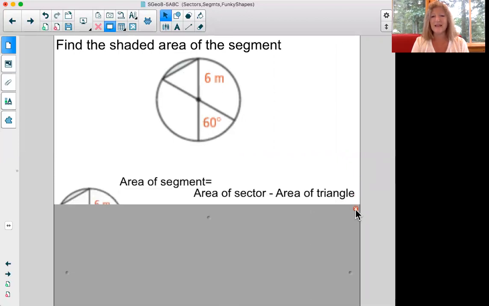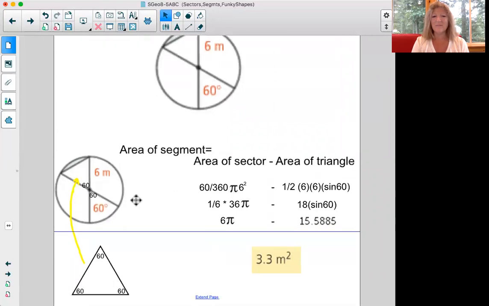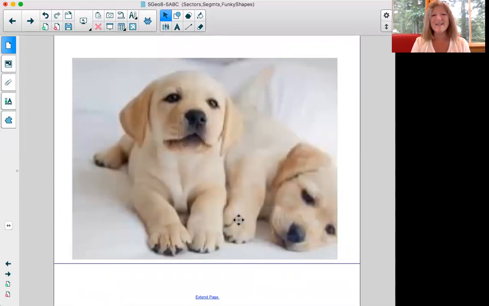And we see that this is 60 degrees. 60 over 360 is our fraction of the circle, pi r squared, minus, and we can use half AB sine C, where A and B are both radii, and they're both 6, so half 6, 6 sine of 60. And then we subtract and simplify, and we get our answer in square units. So that is how you find the area of a circle segment.